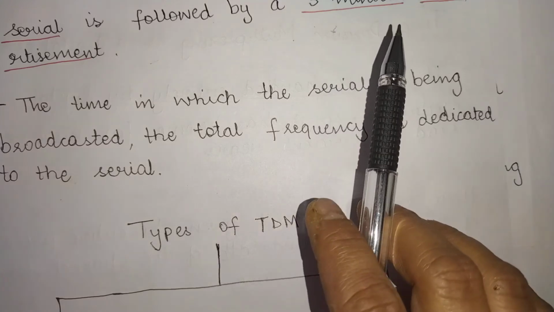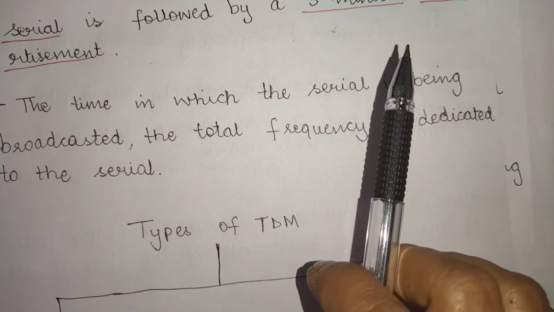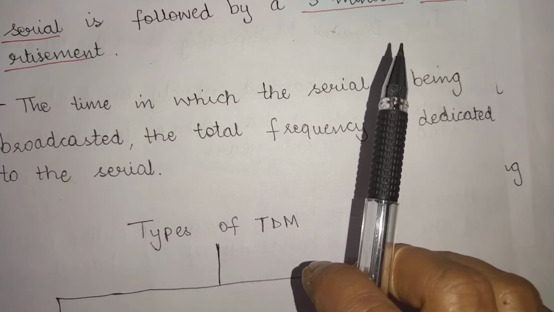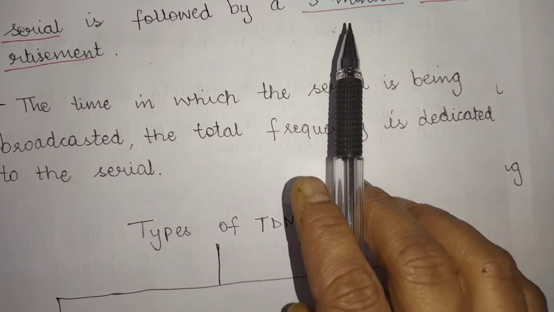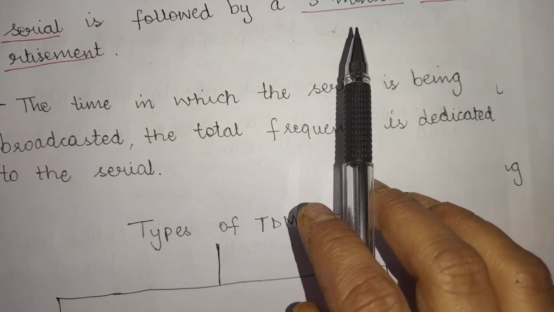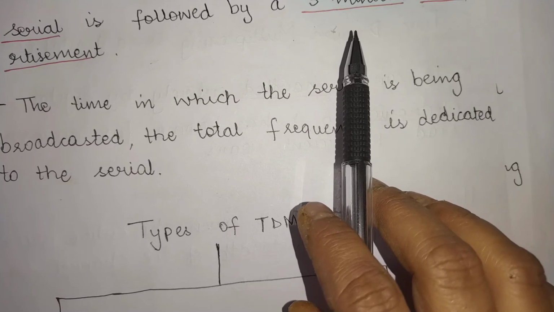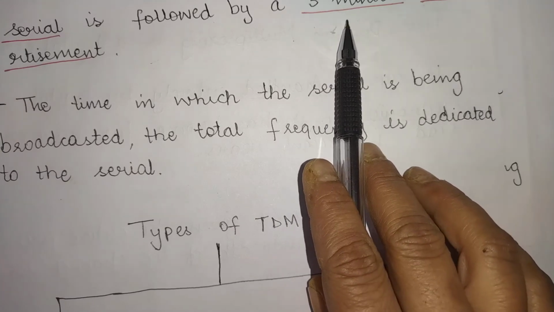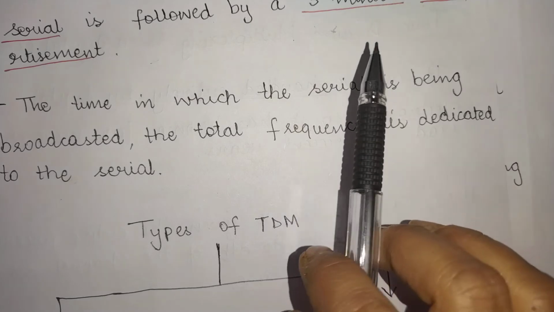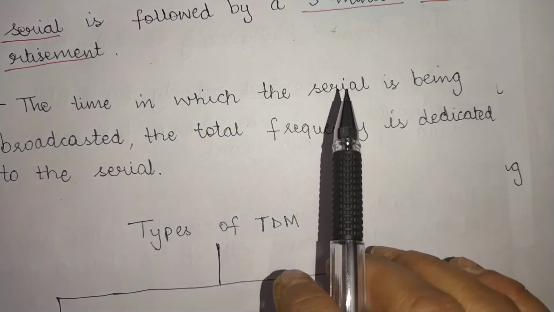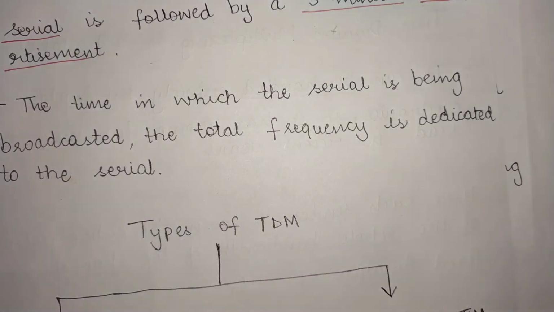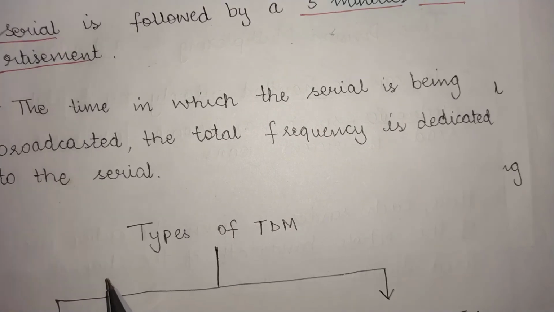So for 10 minutes the serial completely utilizes the bandwidth of the channel. The whole portion is for the serial, and for these 5 minutes the advertisement utilizes the complete bandwidth of the channel. That is, these 5 minutes are only and exclusively for the advertisement. So this is a perfect example of time division multiplexing.